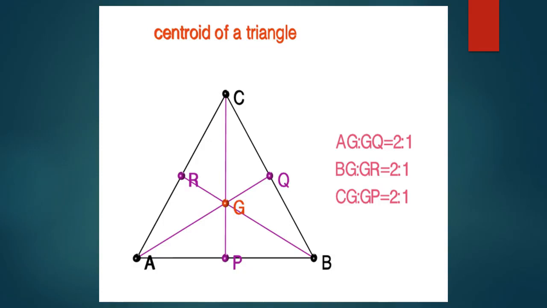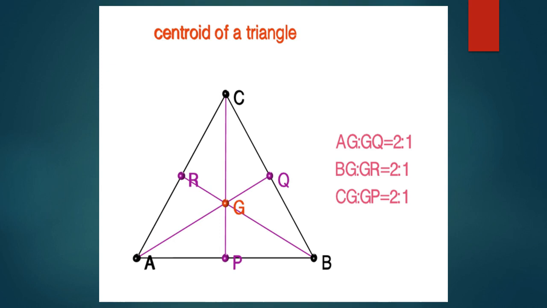Now here AQ is a median, CP is a median and BR is a median. You can clearly observe that all three medians are concurrent lines. That is, they pass through the same point, G. This point of concurrence is called the centroid of the triangle. It is generally denoted with G.